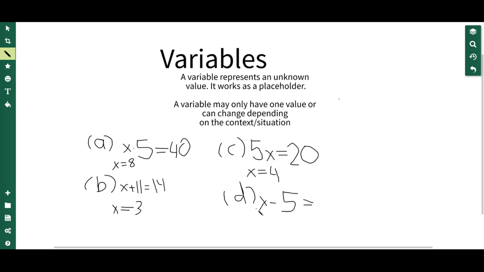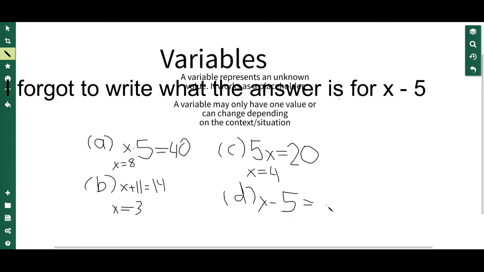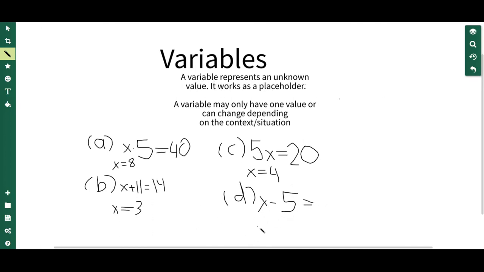Now on to our last question. x minus 5 equals blank. So x minus 5 equals blank. Well, we're just going to make, I'm going to just come up with a sum. Let's do 13. So x minus 5 equals 13.